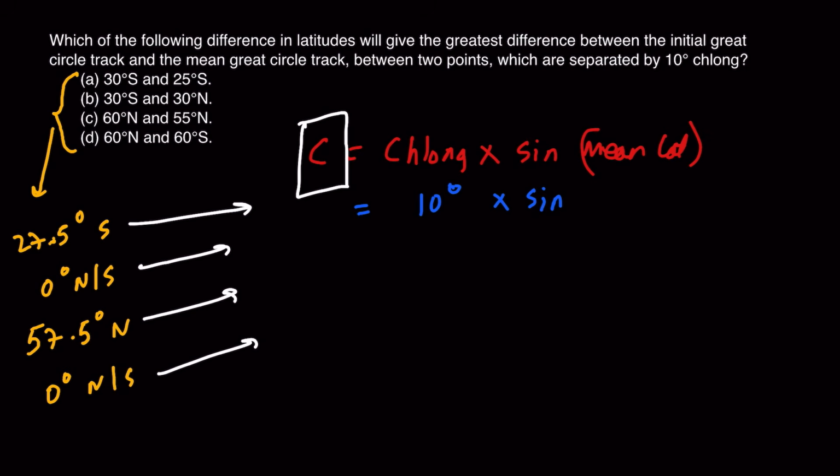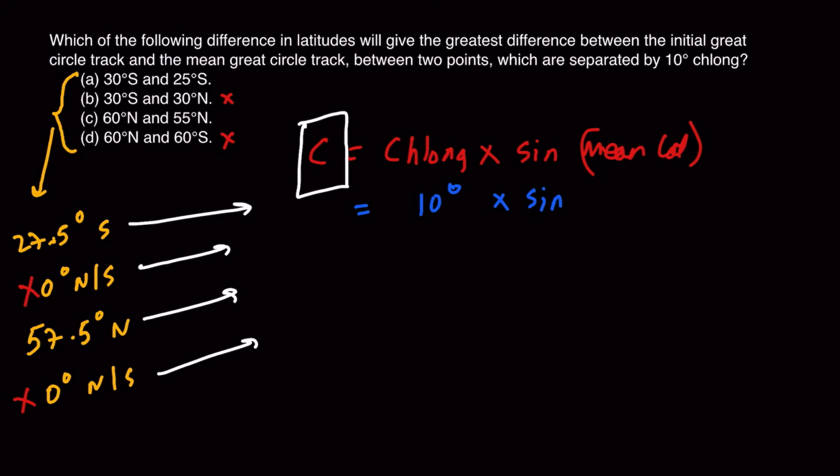Easy. Now, instead of putting each and every value, I'll just use basic common sense. Sine 0 is 0. So these two cases are out. That means 30 degrees north south is out, 60 degrees north south is out. They're giving me a convergency of 0 degrees, which is at the equator. Now, sine of anything increases as the value increases, right? So which one will give me a bigger value of convergency, 27.5 or 57.5?